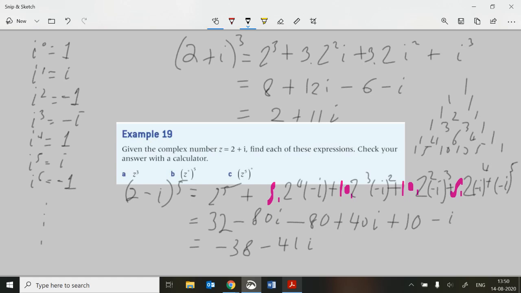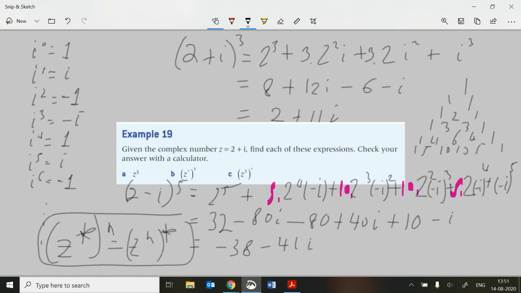Okay, now I'm not going to do part C, but part C is basically the same as part B, apart from they switched around the conjugate and the 5. So they've switched around these two things here. So we've got the two powers being swapped around. And the point of this is to say, well, are these two things the same? If we've got the conjugate of z to the power of n, is that the same as z to the n conjugate? Okay, and that's what they're asking.